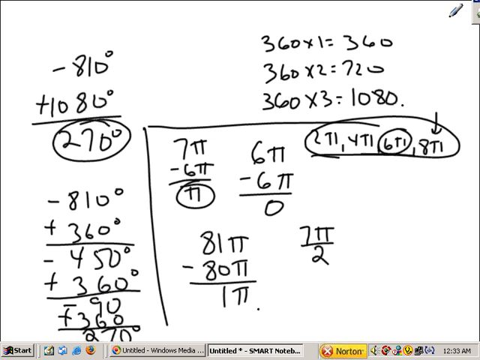Well, if you think about it, 7 over 2 is 3.5. Well, if you have 3.5, you can take away 2, but you can't take away 4. If you only have $3.50, you can't give me $4. So, you take away 2 pi. But I'm going to write 2 pi as 4 over 2, 4 pi over 2. The denominator stays 2, and 7 pi minus 4 pi is 3 pi. So the answer is 3 pi over 2.